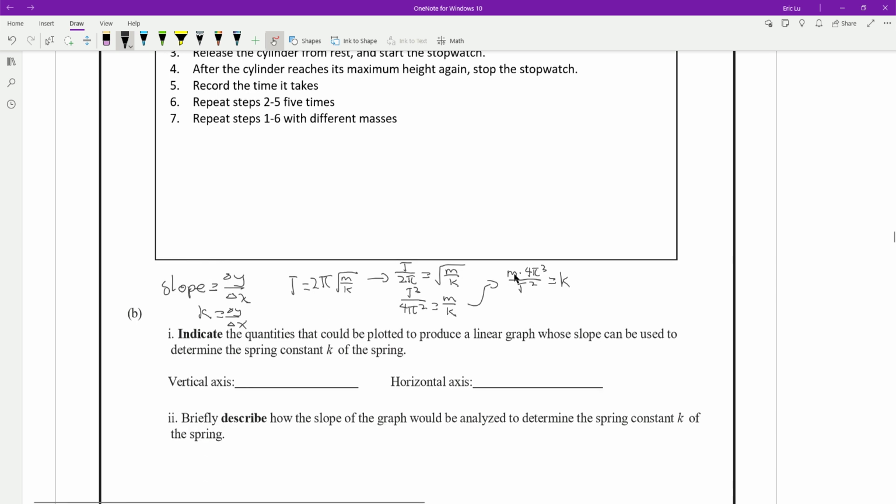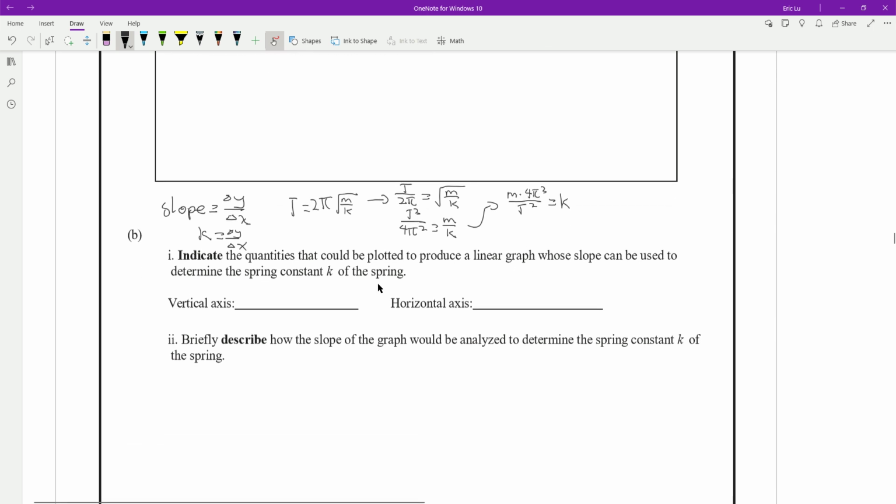Delta y would just be m. This is a constant, so remember, a constant doesn't matter. Even if there's a constant here, the slope would be the same. So you could just do vertical axis would be m, and horizontal axis would be T squared, the period squared.